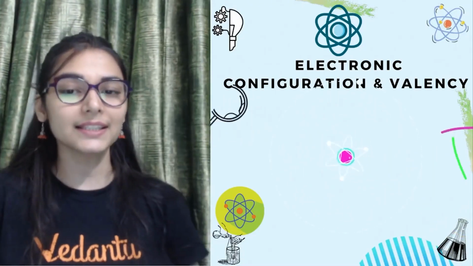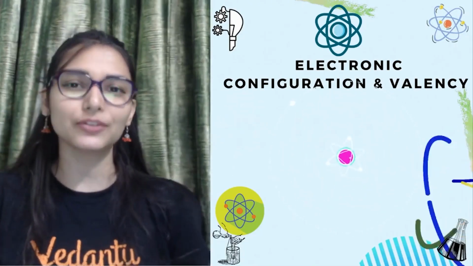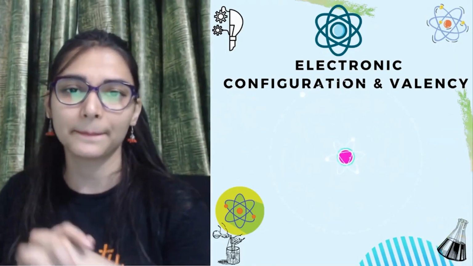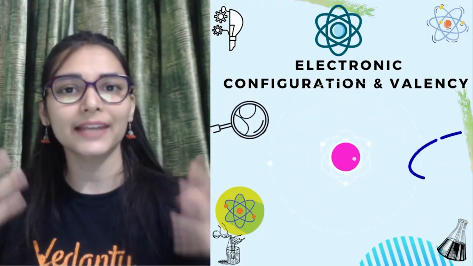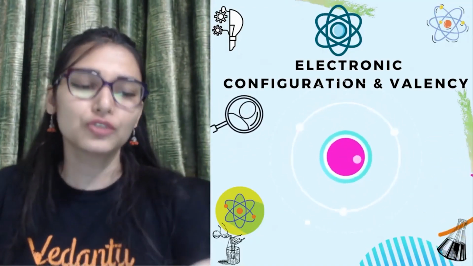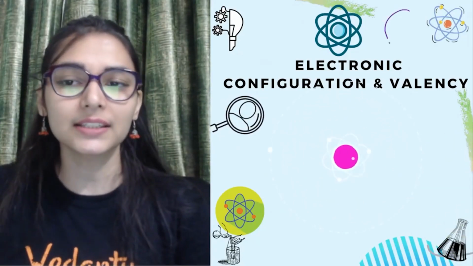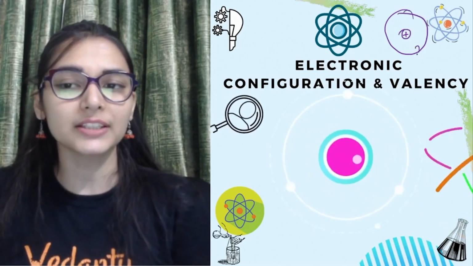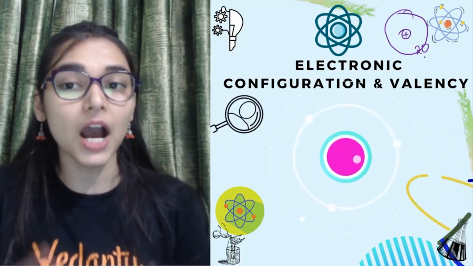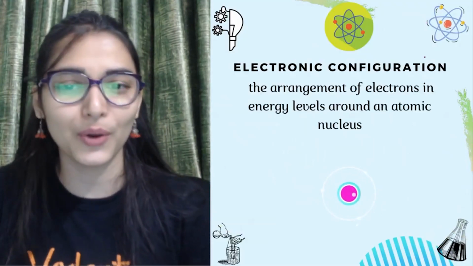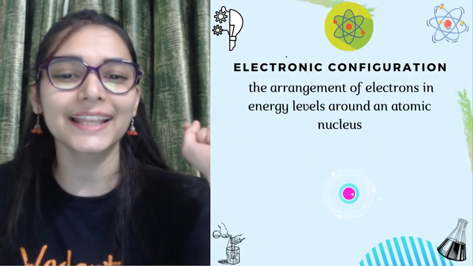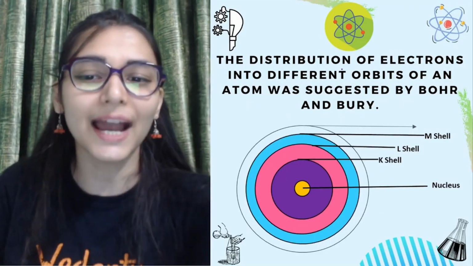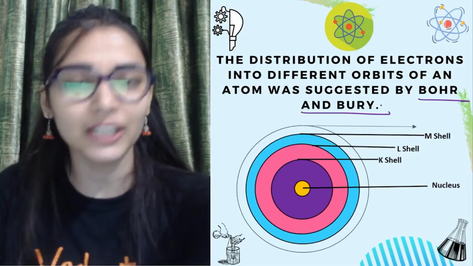Okay, the next is electronic configuration and valency. So now we know how electrons are revolving around the nucleus in an atom, but are we aware how these electrons are present inside the atom? Do we have any idea? This is the nucleus. Now let's say there is the presence of 20 electrons in an atom, then how are those 20 electrons arranged? We don't know the arrangement, and that arrangement of electrons is something that we call electronic configuration, which was given by Bohr and Bury together.